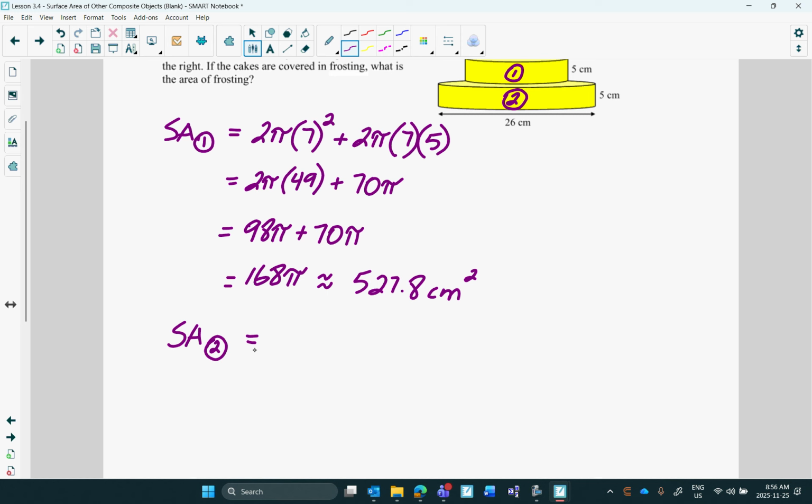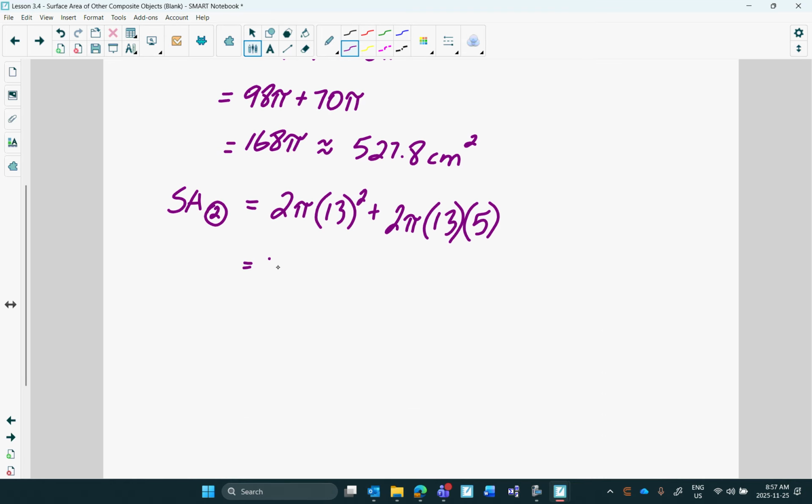Okay, somebody tell me what to write for the second layer. 2 pi R. 13. 13 squared is 169. 2 times 13 times 5 is 130.